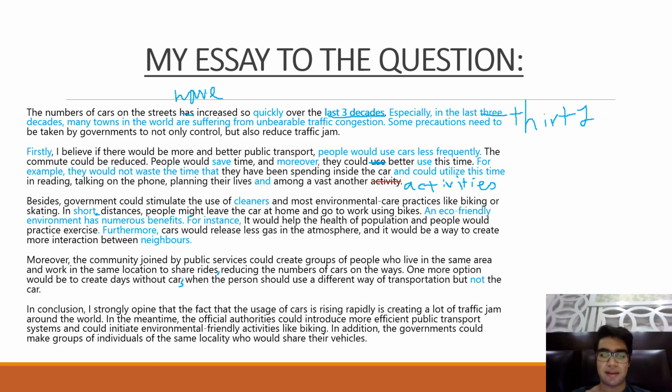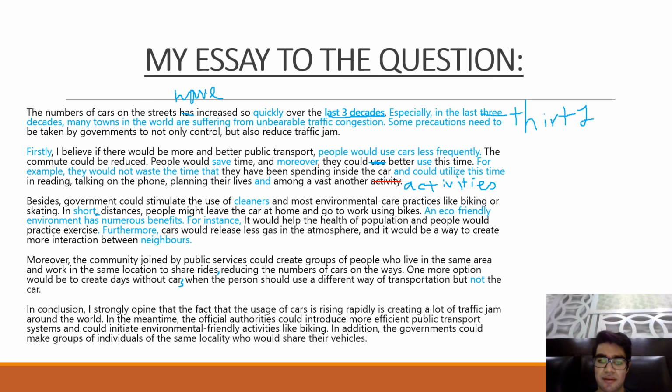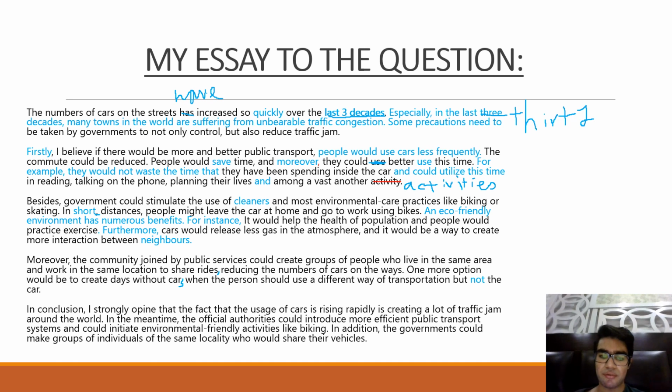I strongly opine that the fact that the usage of cars is rising rapidly is creating a lot of traffic jam around the world. In the meantime, the official authorities, which is basically another phrase for governments, because you should try and use different words, could introduce more efficient public transport systems and could initiate environmental friendly activities like biking. In addition, the governments could make groups of individuals of the same locality who would share their vehicles.